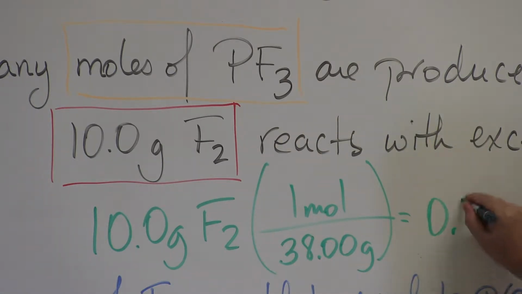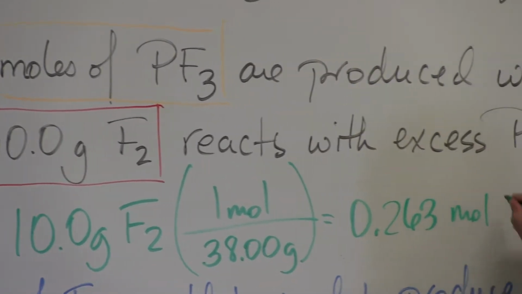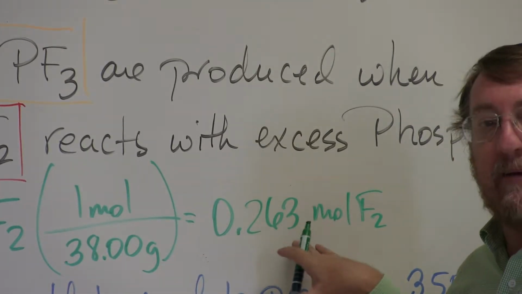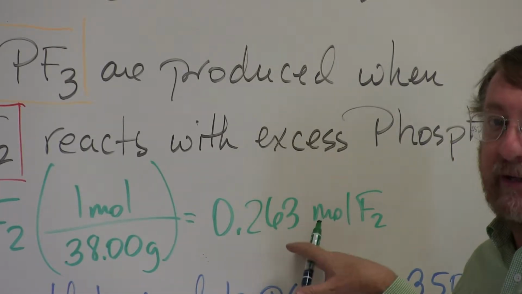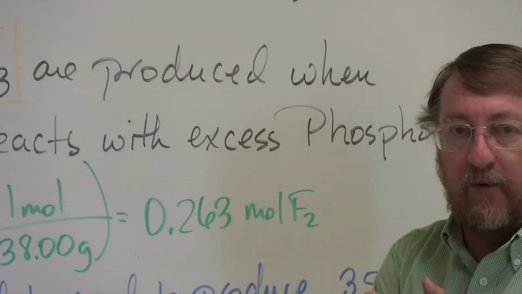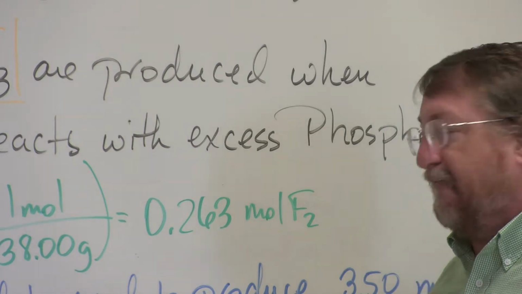I'm going to have 0.263 moles of fluorine. So now I know the number of moles of fluorine. This tells me how many fluorine particles are reacting. It's obvious the reaction's happening, a phosphorus atom hitting a fluorine atom and then combining in that form.